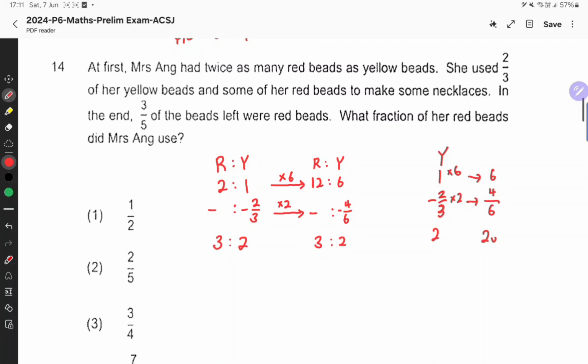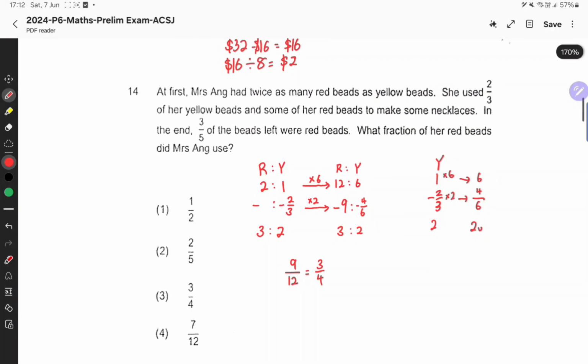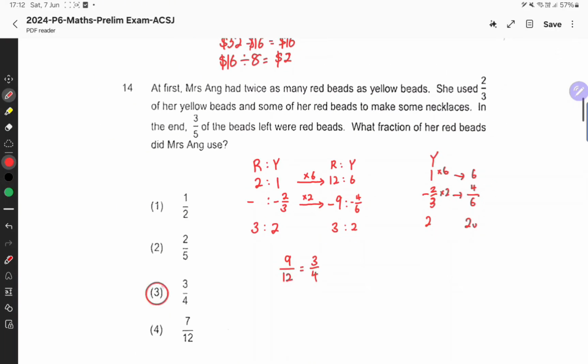Okay, so what will this number over here be? It is 12 units minus 3 units is 9. So 12 minus 9 will give me 3 units. So what fraction of the red bead remains unused? It will be 9 over 12, which is equal to 3 over 4. So therefore, the answer to question 14 is 3/4.